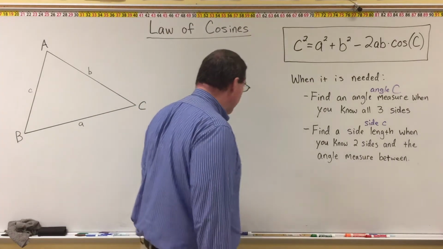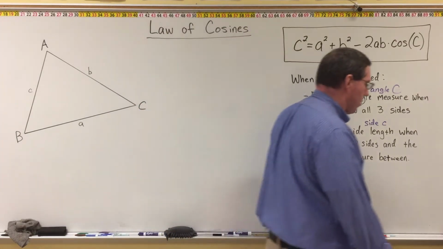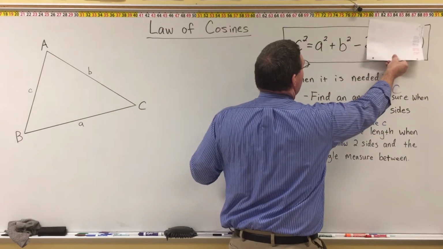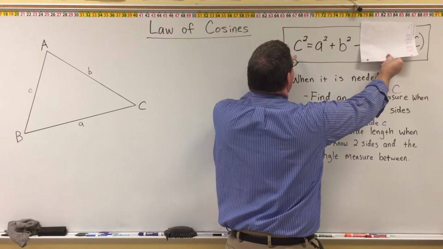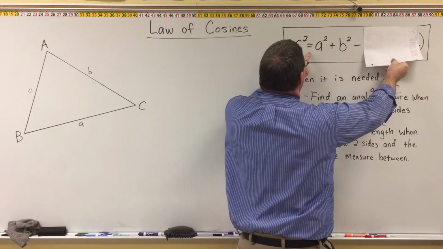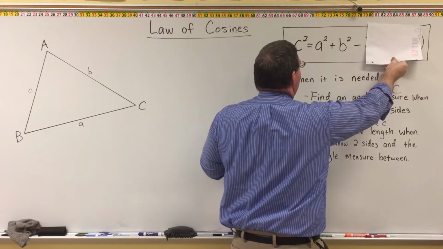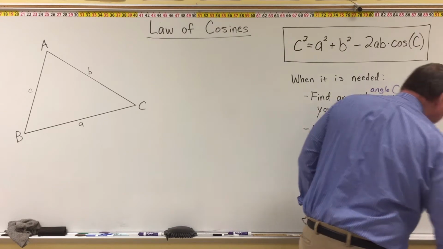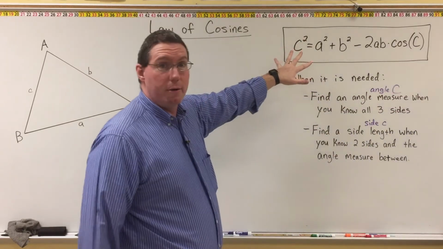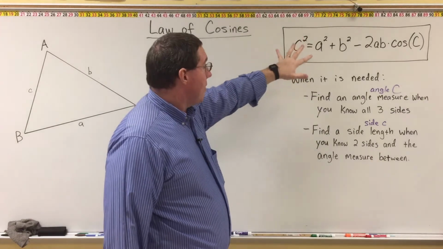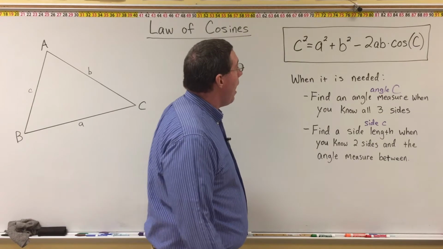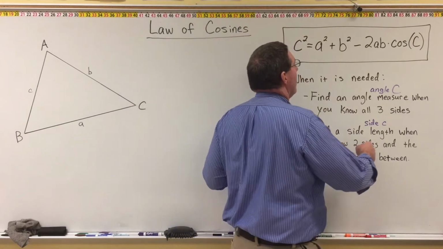Now I do want to show you something I really like about the law of cosines. Look what happens if we cover this up over here. What do you see? A squared plus B squared equals C squared. That's correct. If you recall, that's the Pythagorean theorem. So you can actually see the Pythagorean theorem as a part of the law of cosines, and let me show you how it would apply.